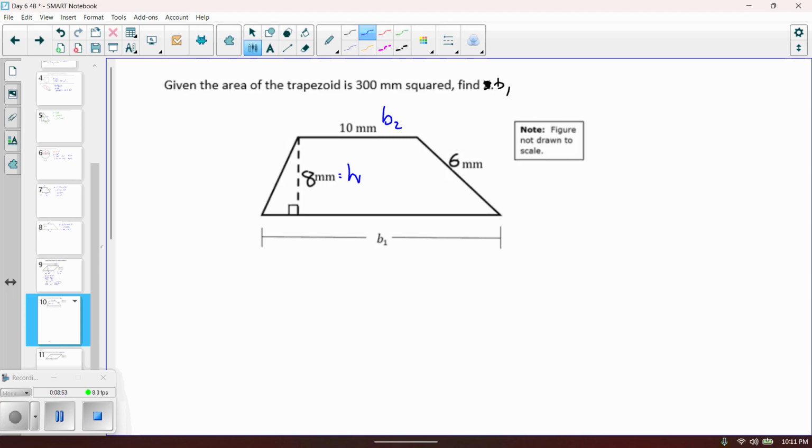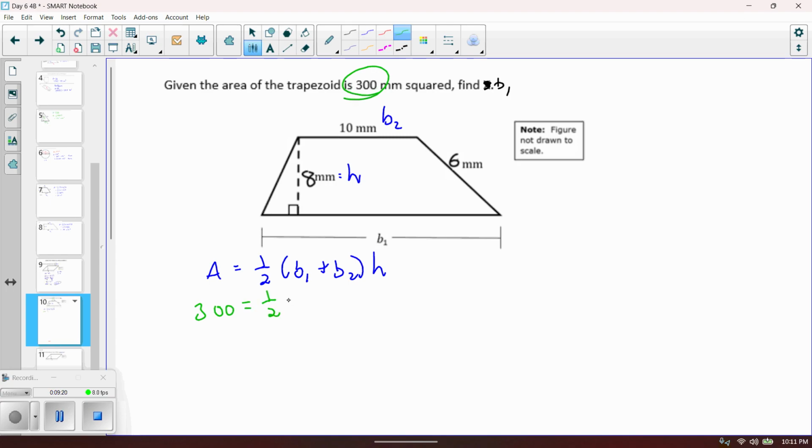It actually has nothing to do with this particular problem. It's what's called a distractor. It just means that there's information that we don't actually need. But what we do need is the equation for a trapezoid's area, which is 1/2 the sum of the bases, B1 plus B2, times the height. So let's fill in what we know. We know the area. They gave us the area. That's 300. That goes right here.